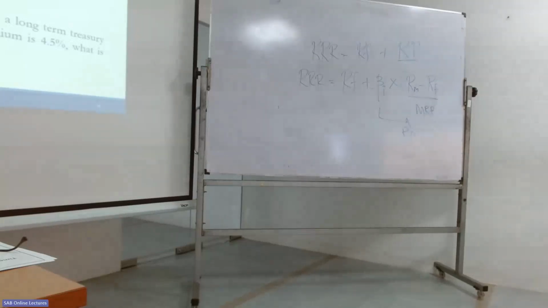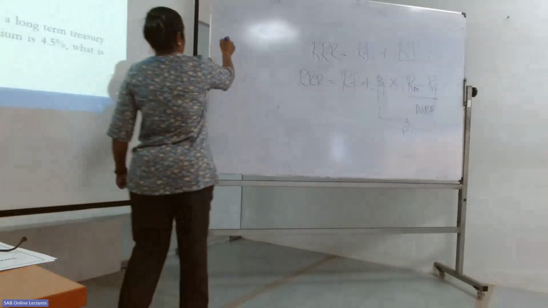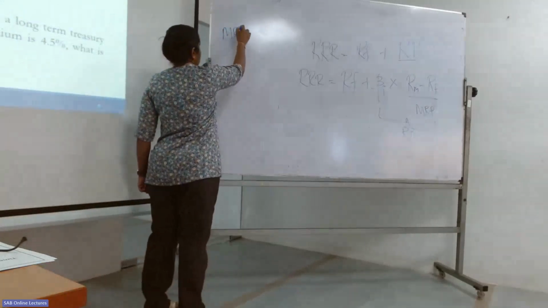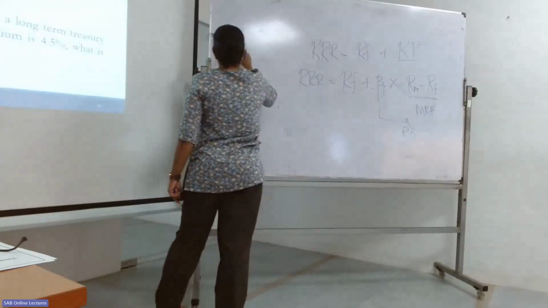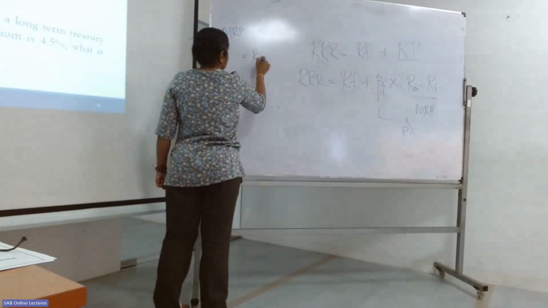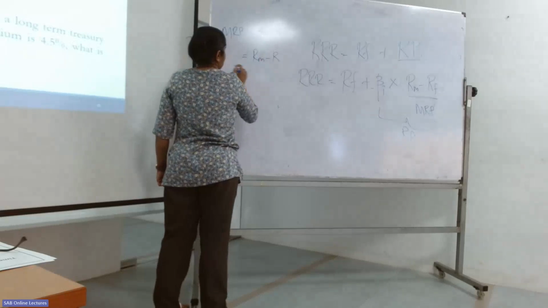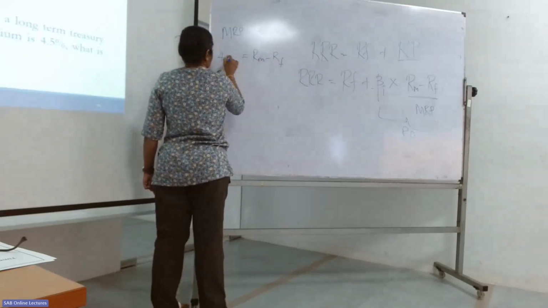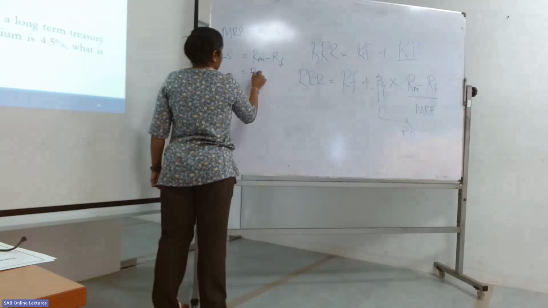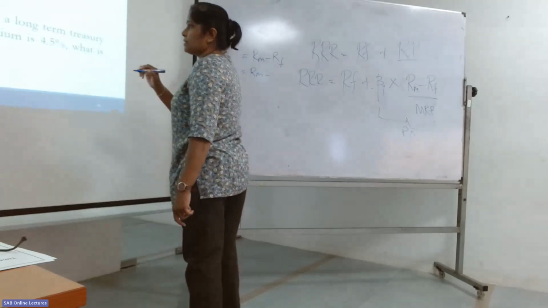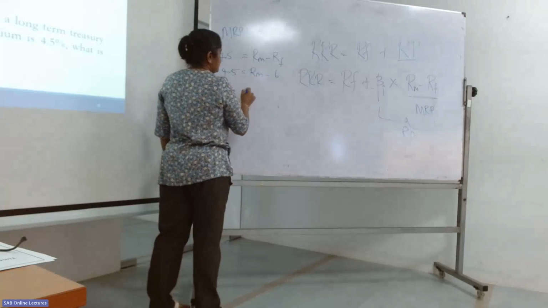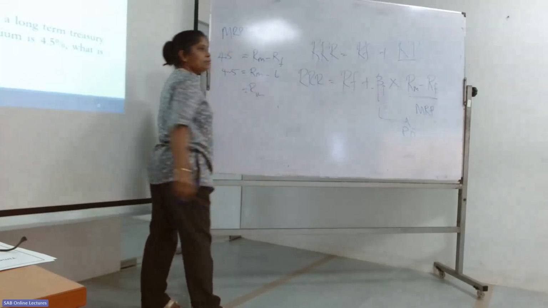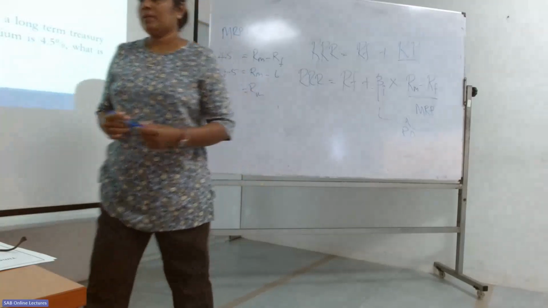It is the sum of these two, right? 6 and 4. The market risk premium is given. You are provided here the market risk premium, 4.5. Market risk premium is equal to market return minus risk-free rate. So 4.5 is equal to market return minus risk-free rate. The market return is not given, but the risk-free rate is given as 6 percent. So then the market return is 10.5. 10.5.